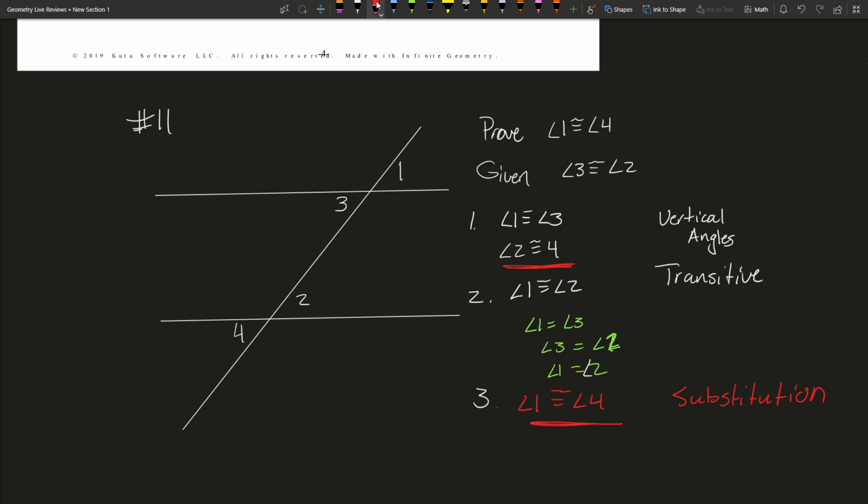So, questions on number 11? No, we cannot use notes. We should know the postulates, we should know the theorems, and we should be able to reason down to the proof.